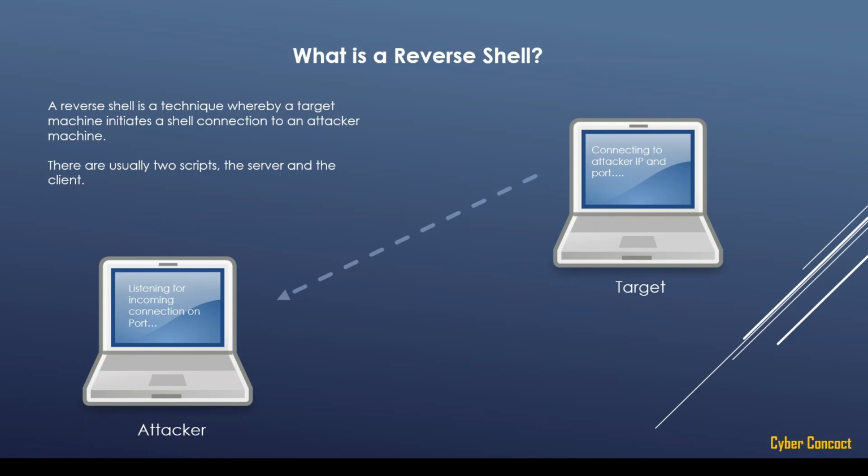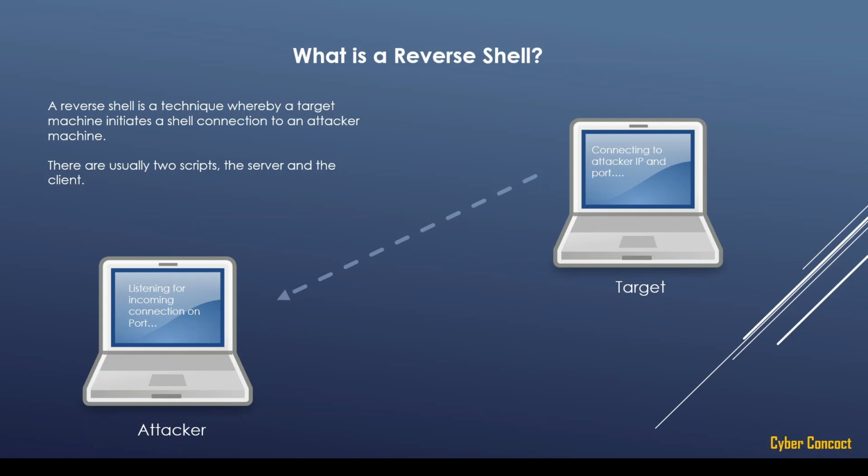So there are usually two scripts involved here. We have the server script and the client script. The server script is what will be running on the attacker machine, listening for incoming connections, while the client script is deployed on the target machine that will initiate the connection to join our server.